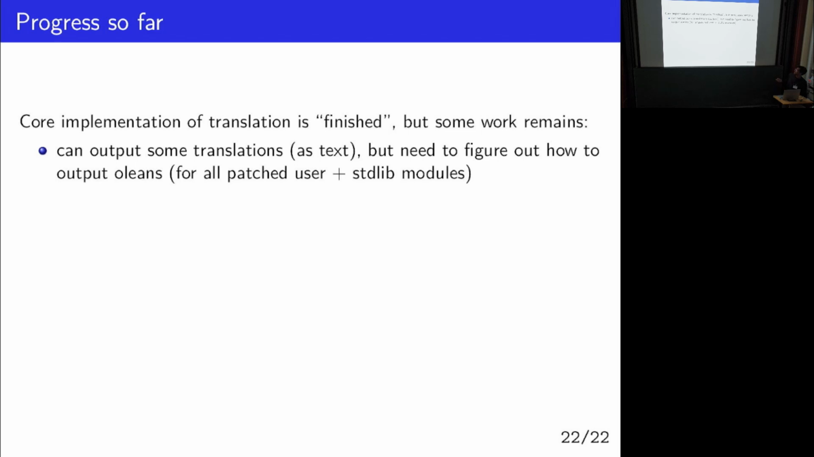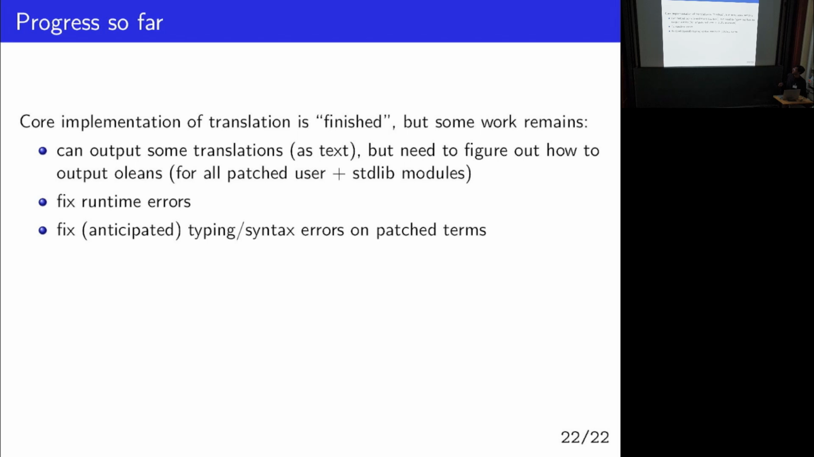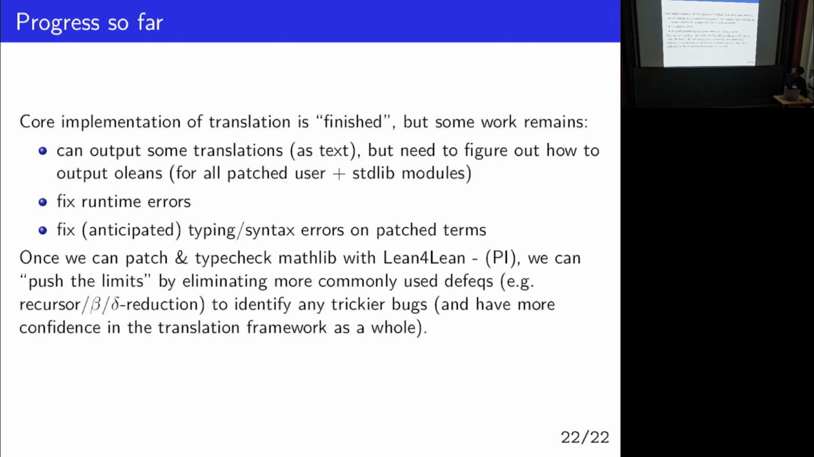I'll need to do that for all the user and standard library modules as they're patched. And obviously, I'll probably run into bugs and runtime errors. Also, in the output itself, there may be some syntax and typing errors that I'll need to work out. So once we can patch and type check Mathlib with Lean4Lean minus proof relevance, we can try to push its limits by eliminating more commonly used definitional equalities like recursor reduction, beta reduction, and delta reduction, to help us identify any trickier bugs and have more confidence in the translation as a whole. So, yep.